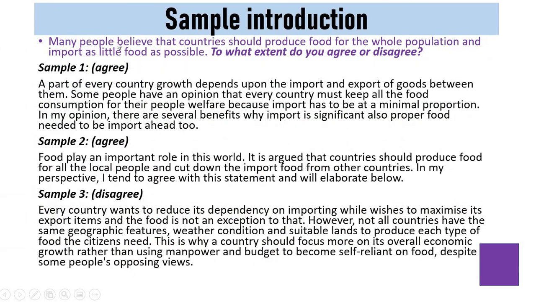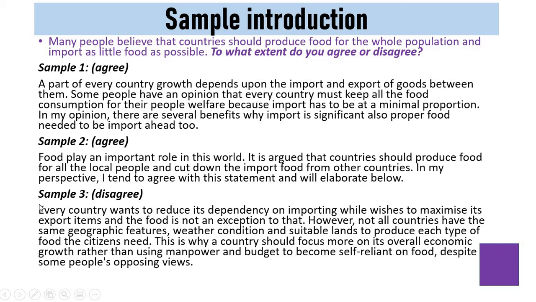Now, the purple one here, here's the question. Many people believe that countries should produce food for the whole population and import as little food as possible. So this is an opinion essay. To what extent do you agree or disagree? Let's look at the last sentence. In my opinion, there are several benefits why import is significant. Also, proper food needed to be imported ahead too. There are some problems with how the sentence is stated here, but somehow I understand that the person tried to answer the question.